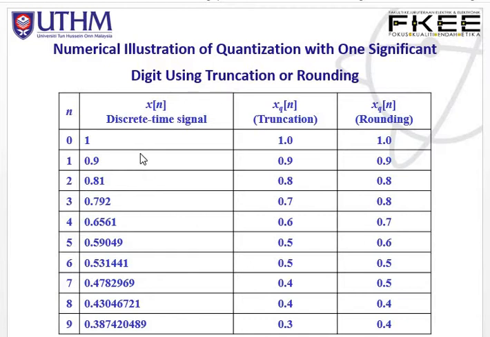Here I want to emphasize the truncation and the rounding method for the quantization. So which one to choose? Just now I already told you rounding is to find the nearest one. So if 1, it still remains 1. And 0.9 is still the same. And then 0.89, what should be the level?